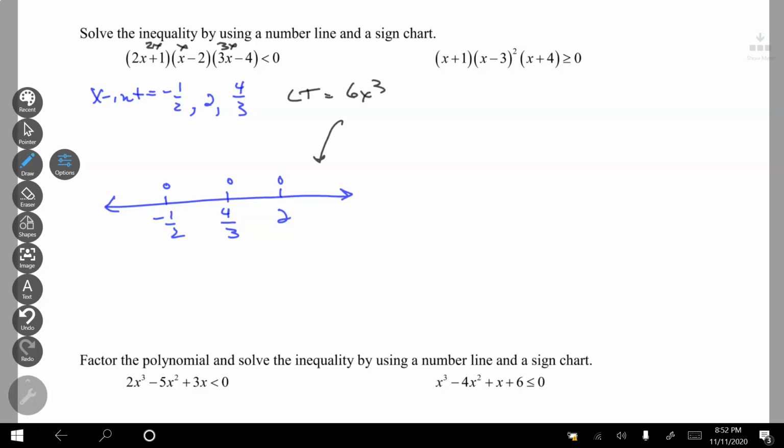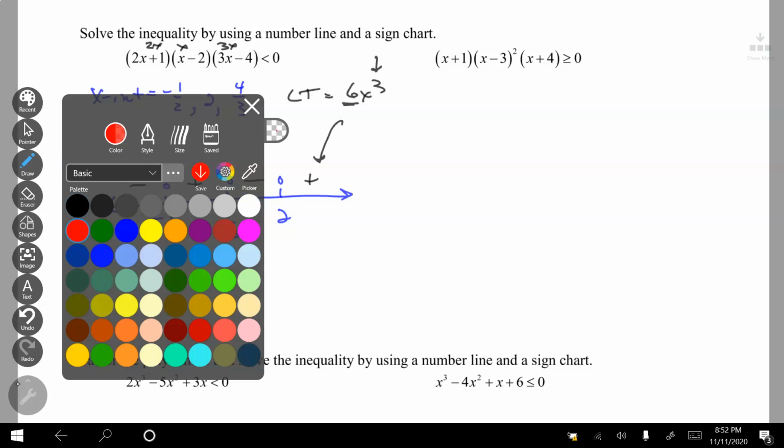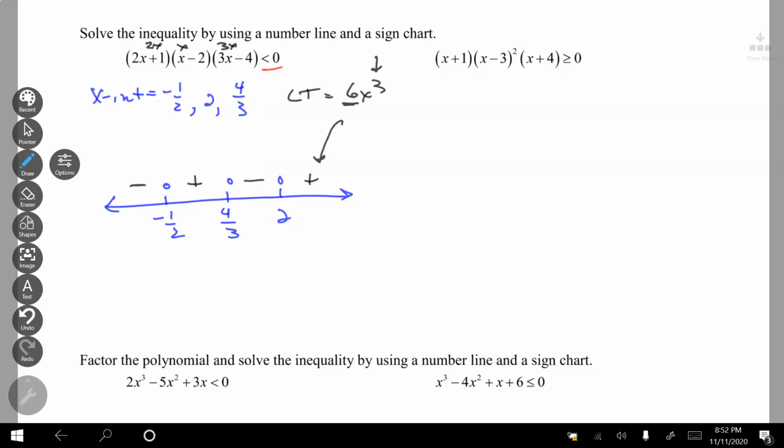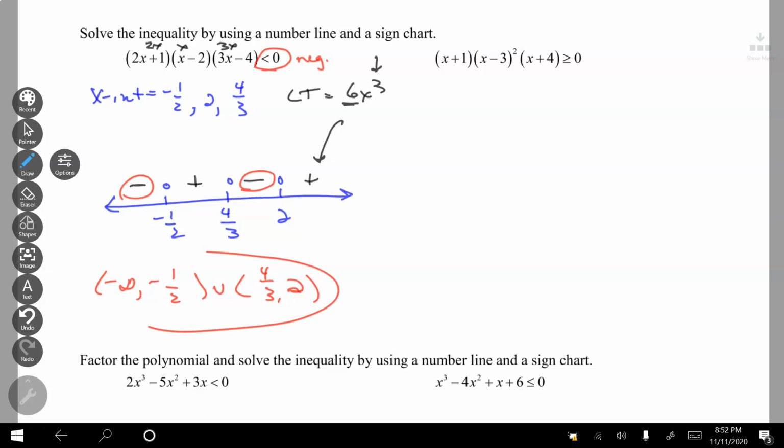If I pay attention, positive 6 means I go positive, no bounces, negative, positive, negative, alternate. X to the third means the two ends are opposite. If I look carefully here, I want the negative values, so here's a negative and here's a negative. Negative infinity to negative 1/2, union 4/3 to 2. That is my solution.